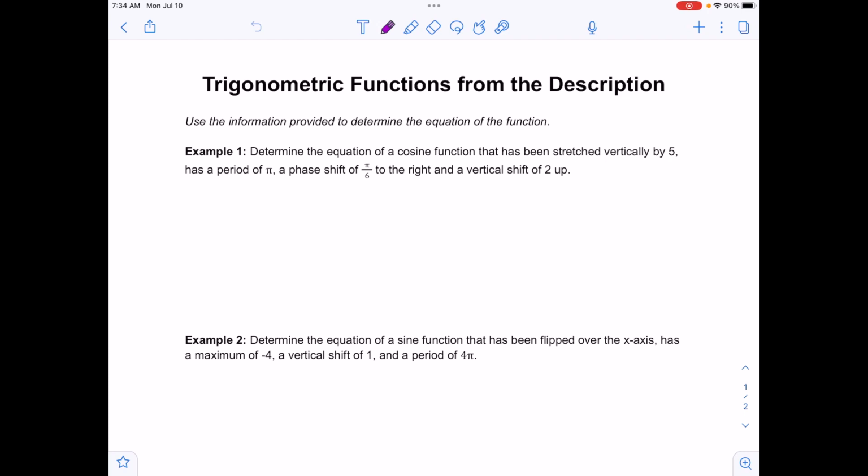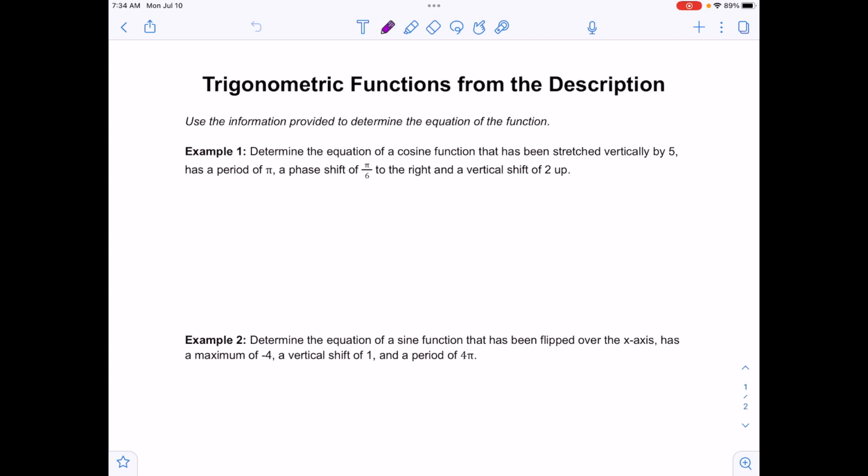Okay, so we're going to do 3 examples today that have some descriptions of functions, and then we're going to be able to determine the equation at the end. Let's look at our first example. Determine the equation of a cosine function that has been stretched vertically by 5, has a period of pi, a phase shift of pi by 6 to the right, and a vertical shift of 2 up.